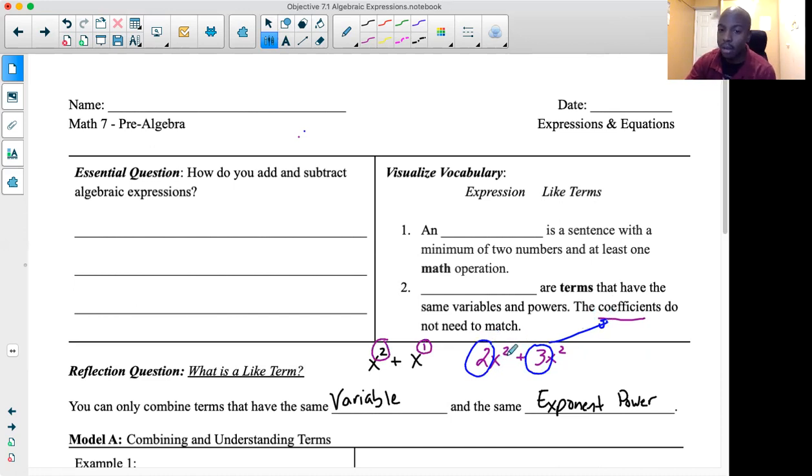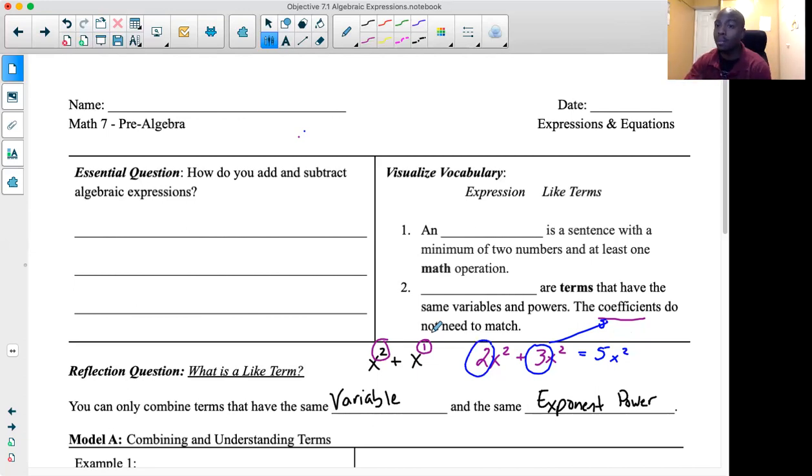Now that you have the same variable and the same exponential power, you can add these together by adding the coefficients, saying 2 plus 3 gives you 5, and then this has to remain x squared. It's like saying apples and apples. 2 apples plus 3 apples gives you 5 apples. Whereas x squared is apples, x is oranges. What's an apple plus an orange? You don't combine those because they don't have the same exponential power.